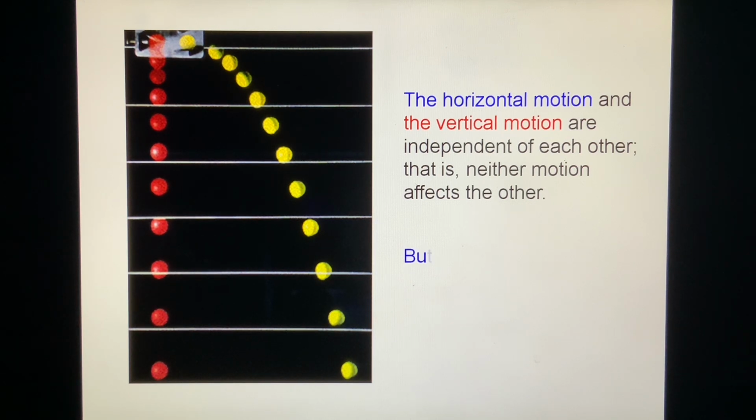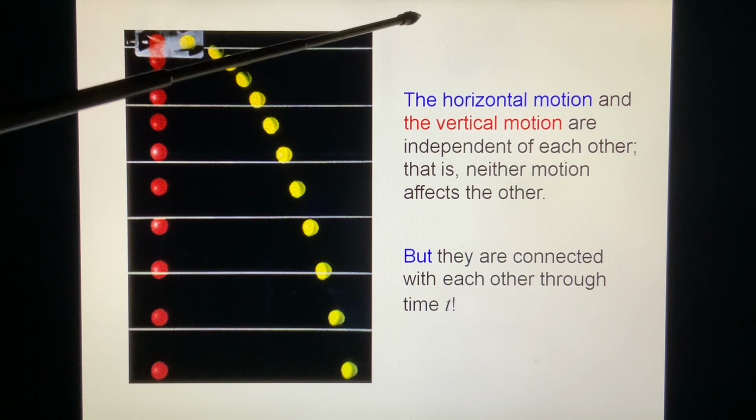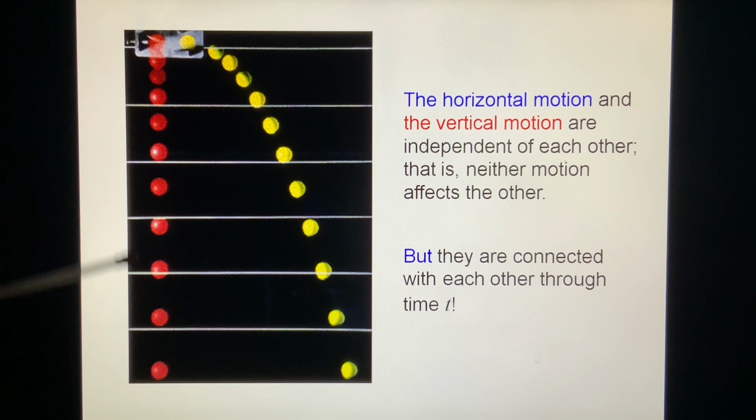We look at this one. They fall and touch the ground at the same time. That means the vertical motion is not affected by the horizontal motion. This one has no horizontal velocity. This one has some horizontal velocity. But they are connected with each other through time t.